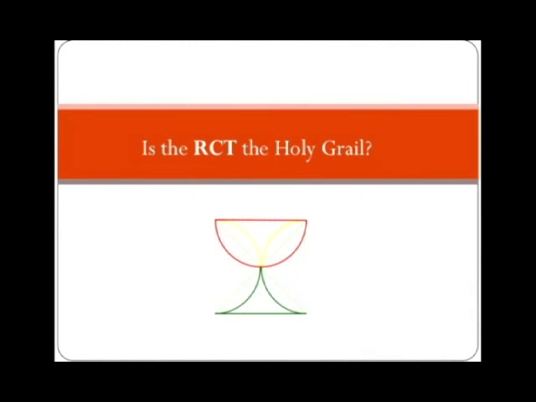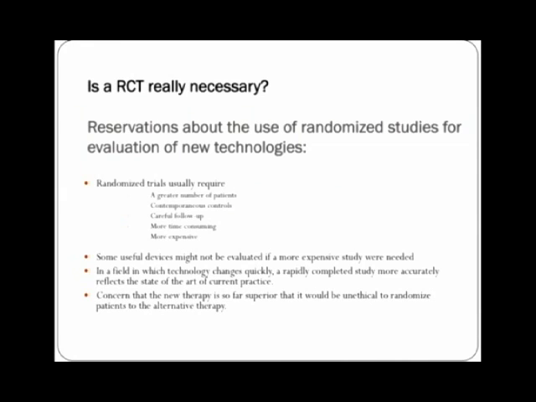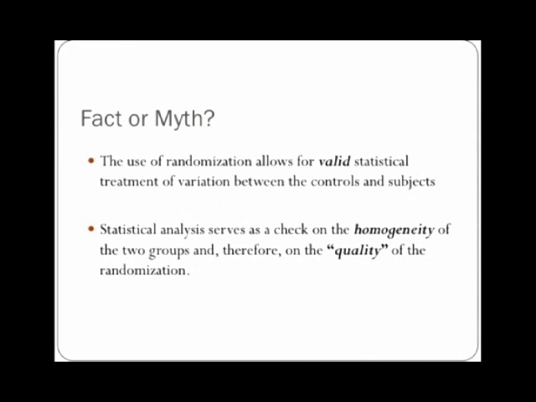Now, is the randomized control trial the Holy Grail? Is it really necessary? It's very expensive, it's time-consuming, it's very difficult to see through to its fruition. Is it fact or myth? The use of randomization allows for valid statistical treatment of a variation between controls and subjects. Statistical analysis serves as a check on the homogeneity of the two groups and therefore on the quality of the randomization. Well, maybe it would if it were very clear, if you could control these things, but a lot of times we can't control them.